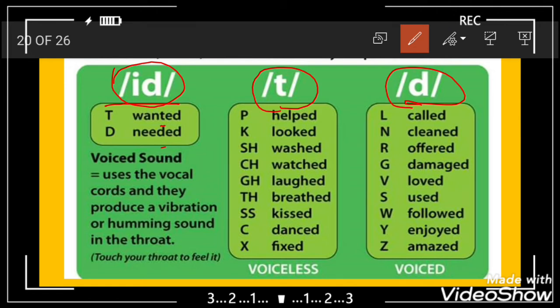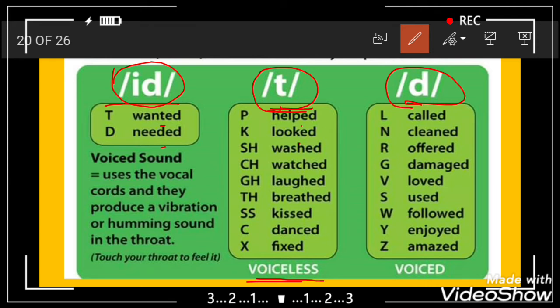When are we going to pronounce the ED as T sound? If the verb ends in these voiceless sounds. What's the meaning of voiceless sounds? If you put your hand on your vocal cords or on your throat, it doesn't move, okay? So your vocal cords don't move. So P, K, SH, CH.